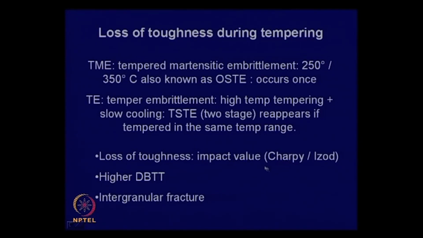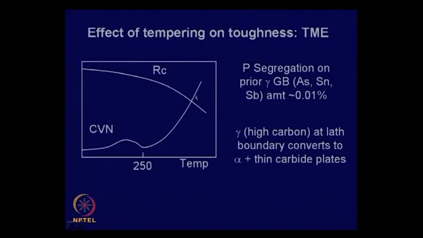Martensite as such has low toughness, but as you start tempering, its impact value starts increasing, and suddenly when you come to these temperature ranges, again it starts decreasing. It also has a higher ductile to brittle transition temperature, and characteristically, if you look at the fracture, it will exhibit intergranular fracture. Now, the effect of tempering on toughness, particularly let us consider tempered martensite embrittlement.